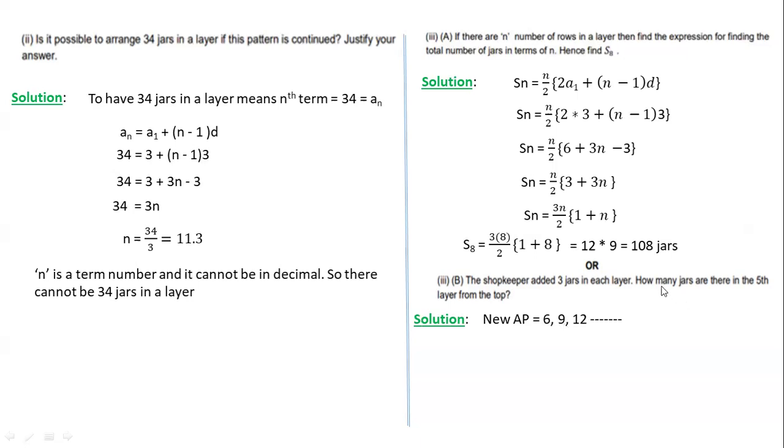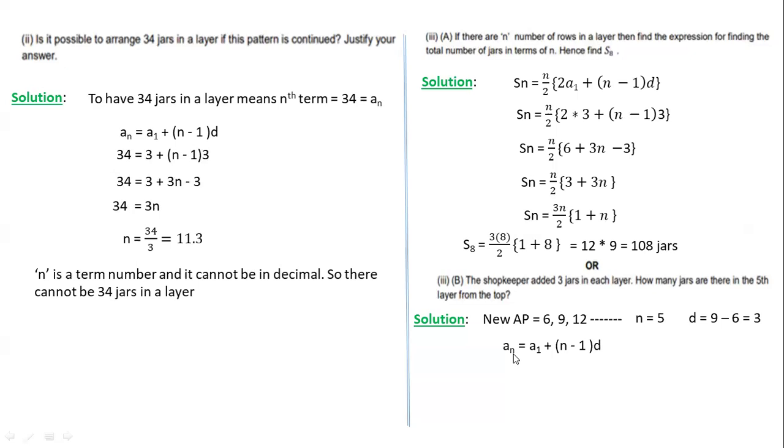Now, what do you want to find? How many jars are there in the fifth layer? Fifth layer means you have to find a5. Okay, an, and a5 because you want the number of jars in the fifth layer. So n should be 5 and d is 9 minus 6, that is 3. These two numbers, 9 minus 6. an is equal to a1 plus (n - 1)d. This is the formula for an.